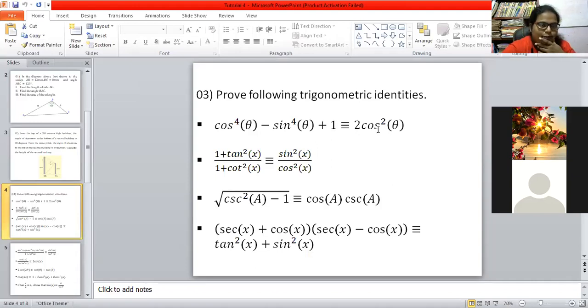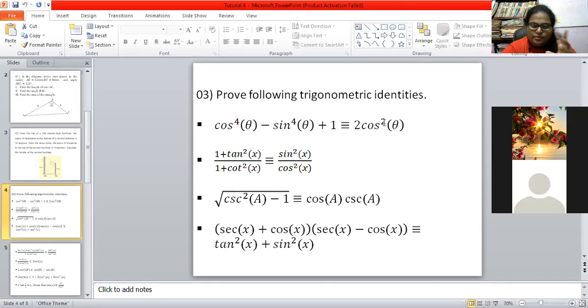what's the Sinhala word for this one? I can't remember the Sinhala word. So we are using this notation to show these are identical, right? In the first part, it is given as cos power 4 theta minus sine power 4 theta plus 1 equals 2 cos square theta, right?